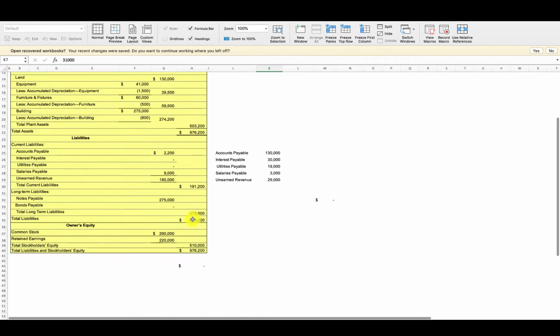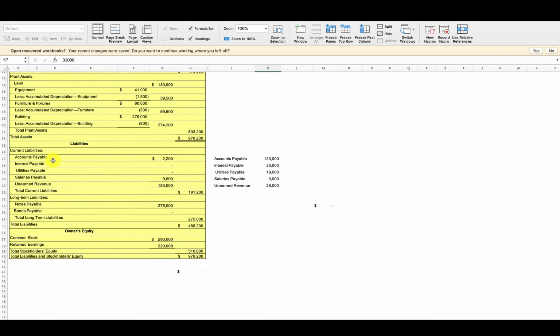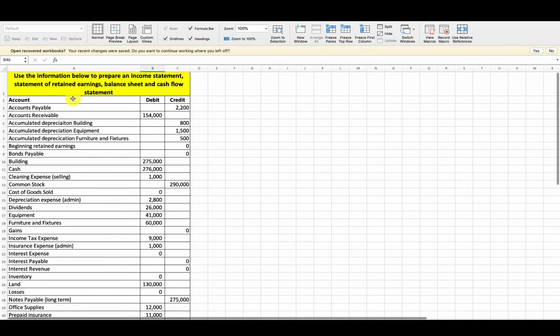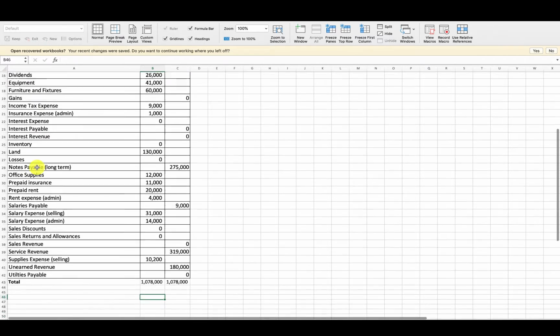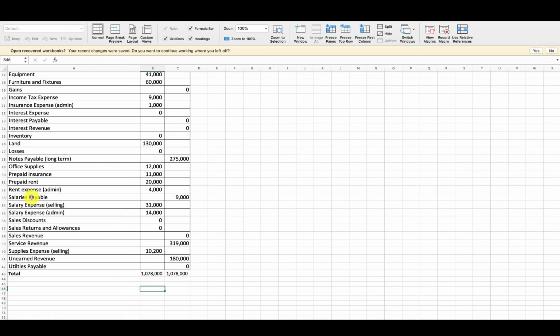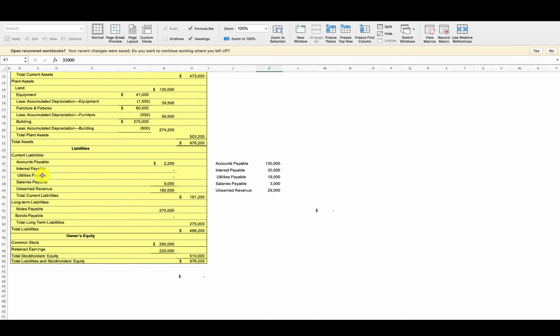Okay. Now, I come and do current liabilities. I do the same thing. Accounts payable, interest payable, utilities payable, salaries payable, unearned revenue. I go to my trial balance. I look for accounts payable, salaries payable. What was the other one? Unearned revenue. I forgot the other one. Interest payable and utilities payable are 0, so there's nothing there. So I bring those numbers over, I add them up, and I get total current liabilities of 191,200.